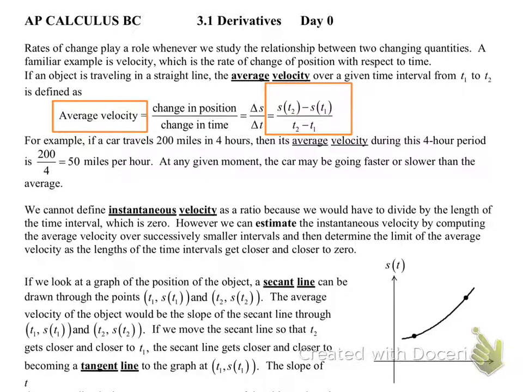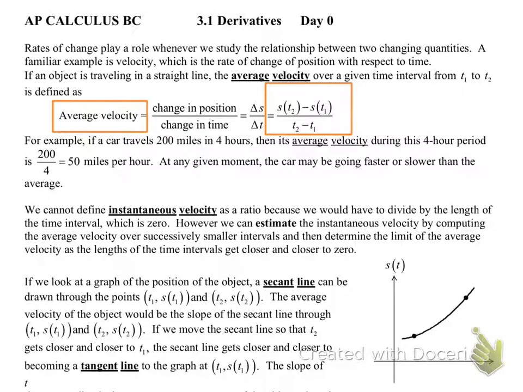For example, if a car travels 200 miles in 4 hours, then its average velocity during this 4-hour period is 50 miles an hour. At any given moment, the car may be going faster or slower than the average. We cannot define instantaneous velocity as a ratio because we would have to divide by the length of the time interval, which is 0. However, we can estimate the instantaneous velocity by computing the average velocity over successively smaller and smaller intervals, and then determine the limit of the average velocity as the lengths of the time intervals get closer and closer to 0.